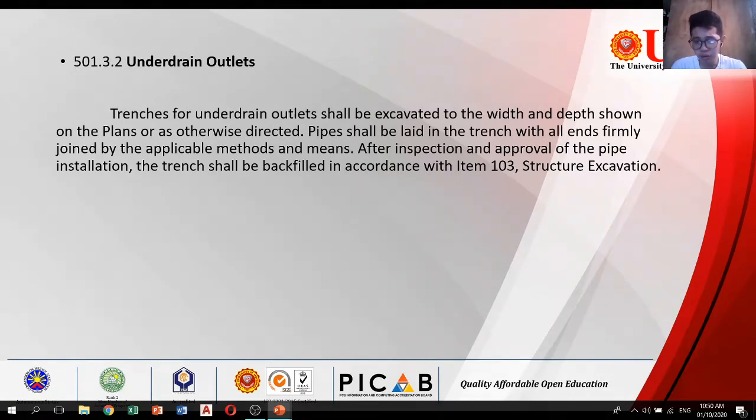It is a conduit installed beneath the surface of the ground to convey runoff to a suitable outlet.